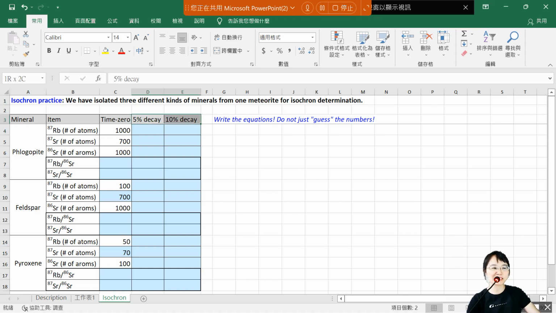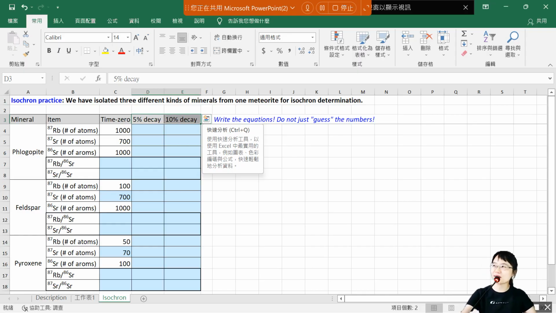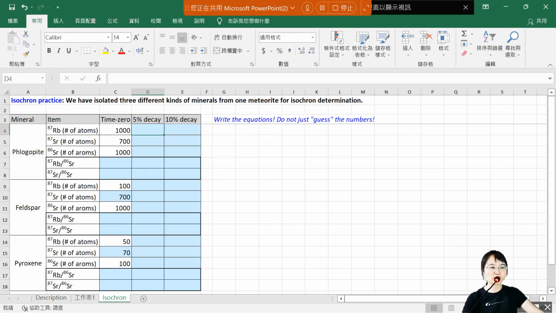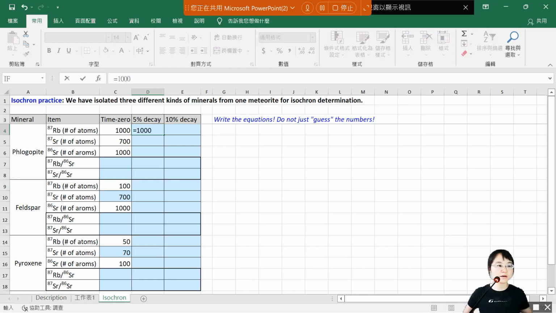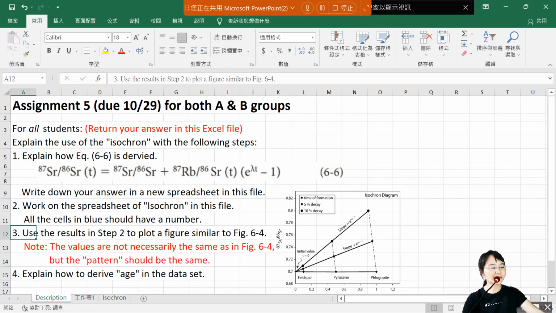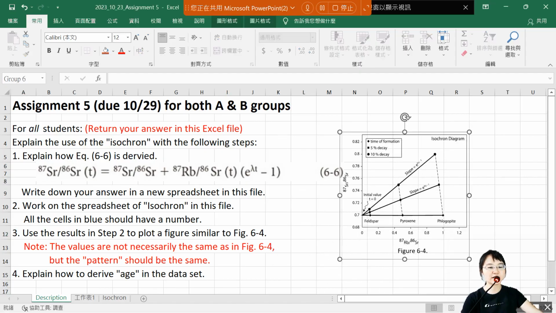So this could be misleading because stable isotopes don't decay. So you need to know which one is stable, which one is not stable. You should do your calculation. For example, if you think it follows 5% decay, then if I were you, I will calculate like this. Third, use the results in step 2 to plot a figure like this one. Figure 6-4 in the textbook.